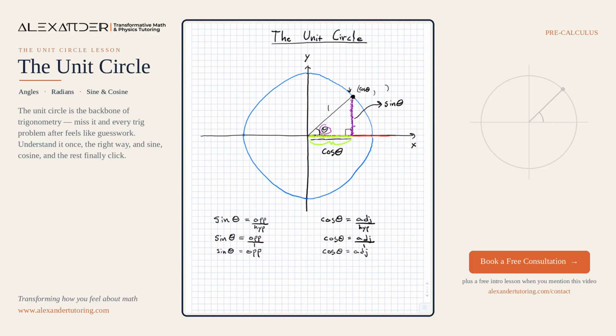Similarly, you'll notice that the opposite side of the triangle, in purple, well, that's equivalent to the y coordinate of that point. And what is the y coordinate? It's equal to the sine of theta. That's the argument we just made. So, on the unit circle, the x coordinate of any point on the circle is always equivalent to the cosine of theta, and the y coordinate is always equivalent to the sine of theta.